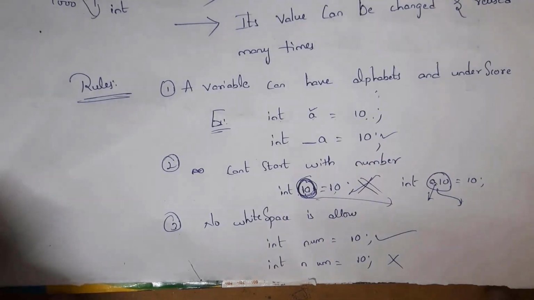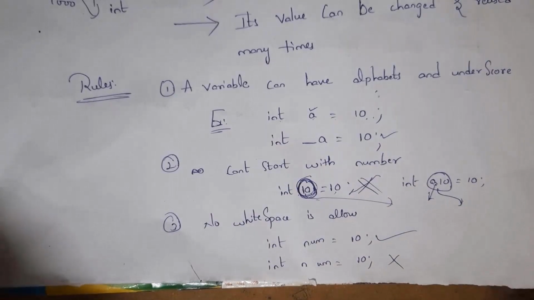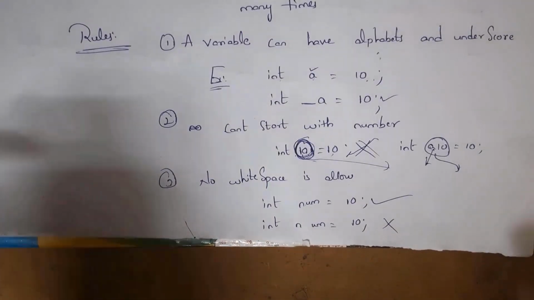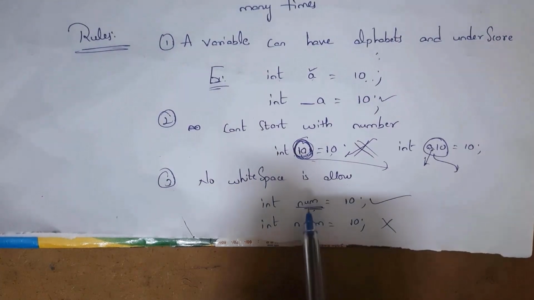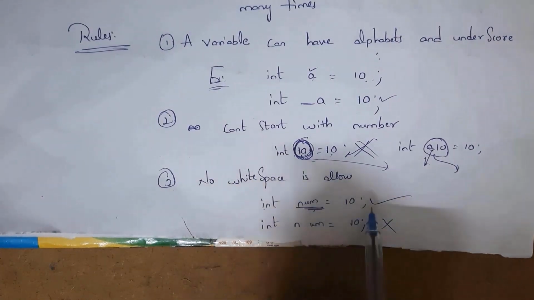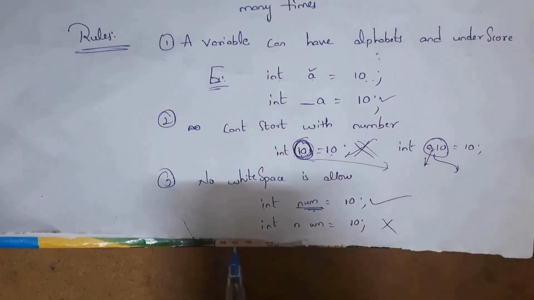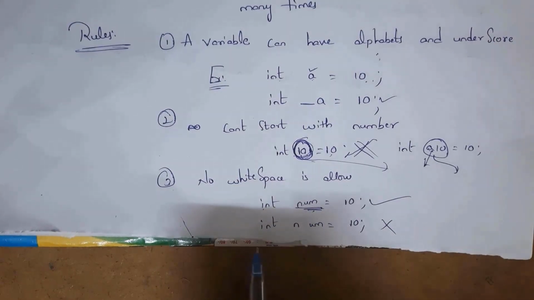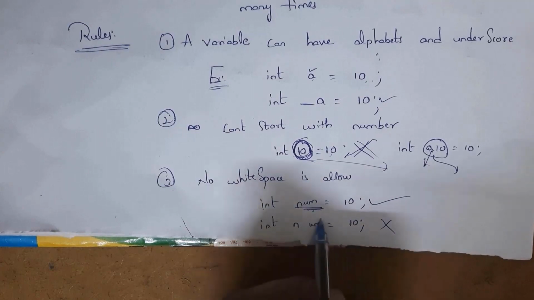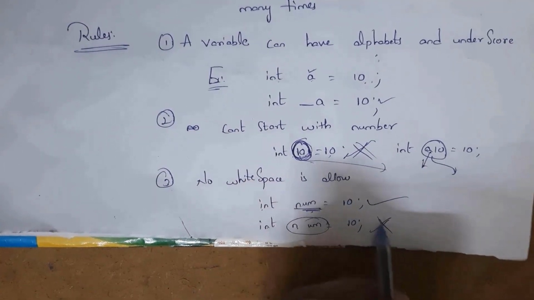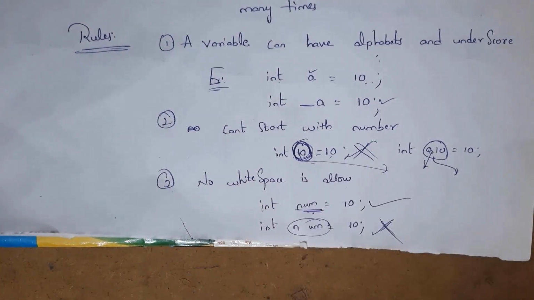And the third rule is no white space is allowed. You should not give space in between the variable name. For example, here I wrote int, and I gave the variable name as num. You can write like this: int num = 10. You can write like this, but you should not give space in between the variable name. Here I wrote int n um = 10. Whenever you declare like this, you will get an error. So you should not give space in between the variable name.